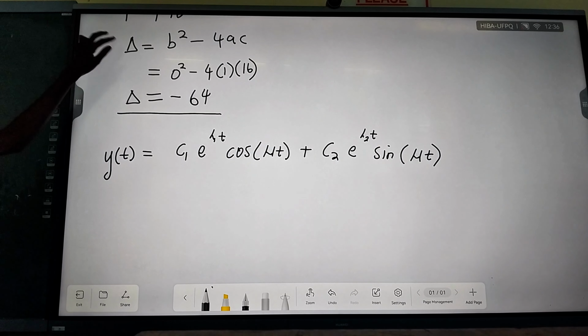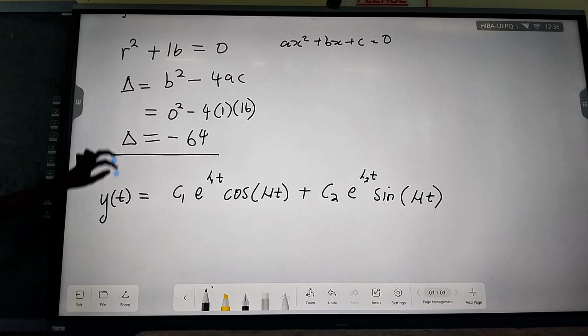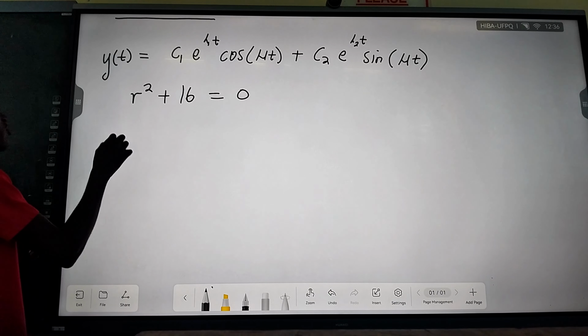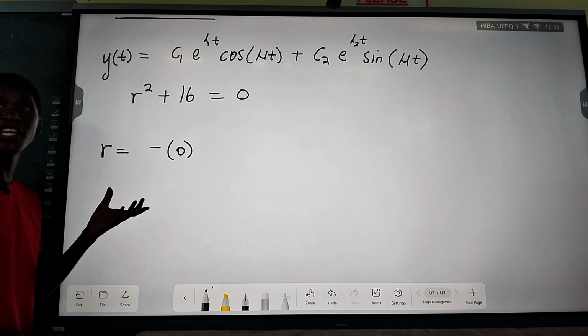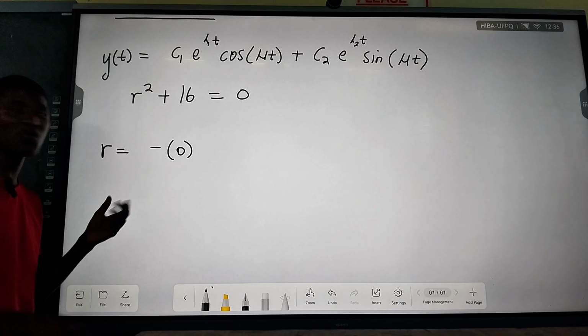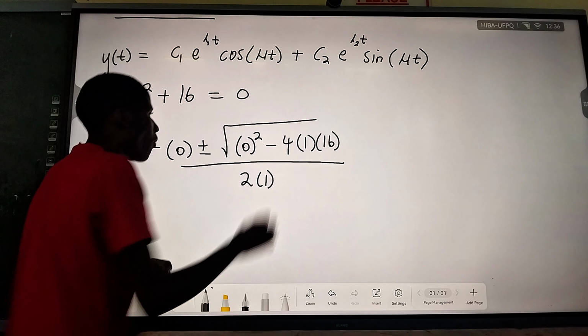The characteristic equation is r squared plus 16, so I'll write it down: r squared plus 16. You attempt to solve this using the quadratic formula, although you know that this is going to be a math error. So using the quadratic formula, r is negative b, which is negative 0, since that is the value of b, plus or minus the square root of b squared minus 4ac. The value of a is 1, the value of c is 16, all over 2 times the value of a, which is 1.